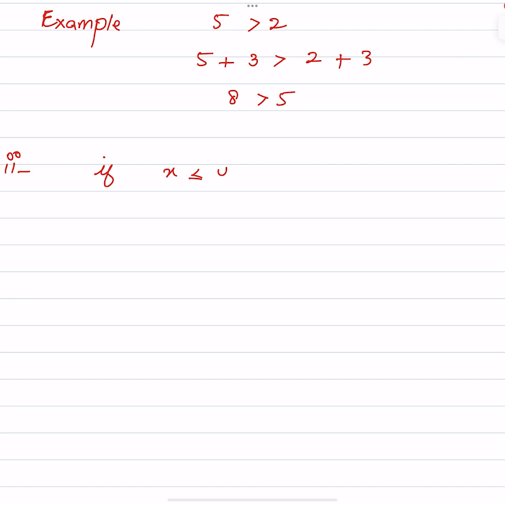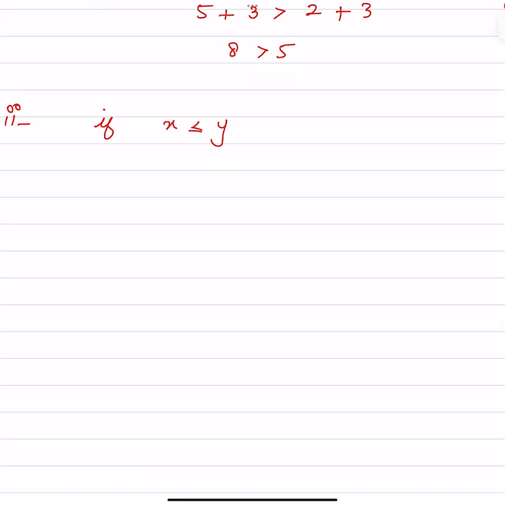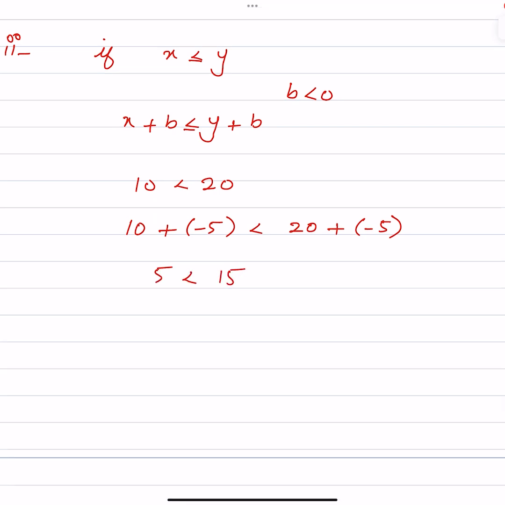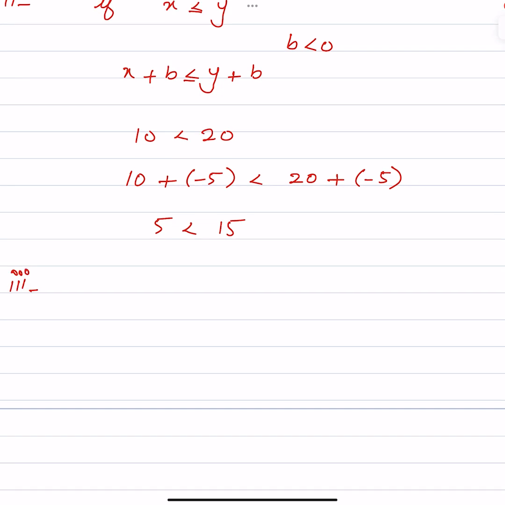If x is less than or equal to y, and similarly if you add a negative number on both sides, mathematically we write b is less than 0, that means I wanted to say b is a negative number. So if you add a negative number on both sides of this inequality, still you will get the same inequality sign, like in this case. Let's do an example. For example, 10 is less than 20. If you subtract 5 from both sides, you will get 5, and 5 is still less than 15. Let's do another example.